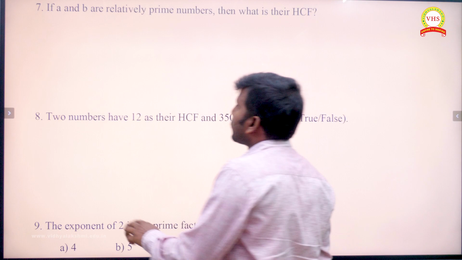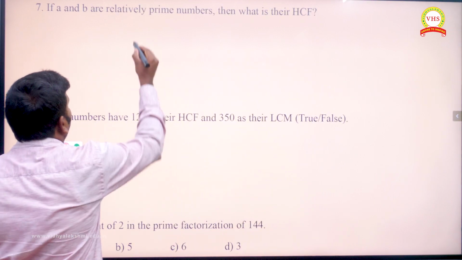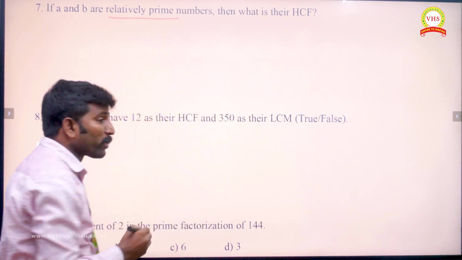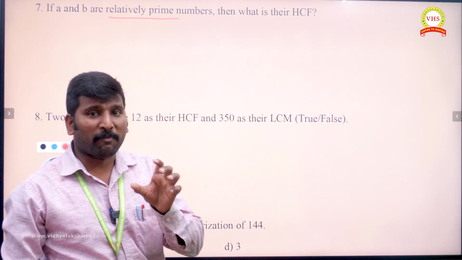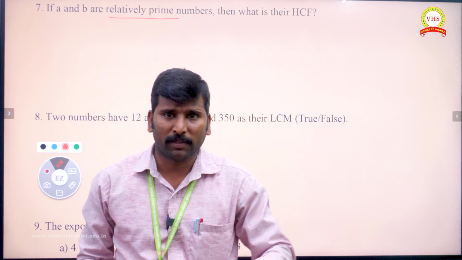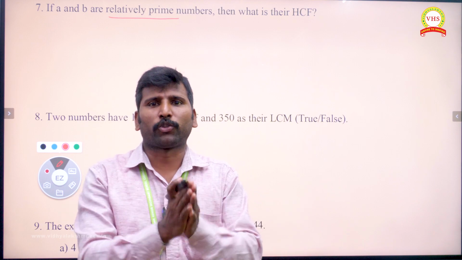Question number 7. Here they have given, see, a and b are relatively prime. See, in the previous question, the numbers were prime. Here it's relatively prime. What does it mean by relatively prime? First, you must know what relatively prime is. Relatively prime means co-prime. Co-prime and relatively prime are both the same.